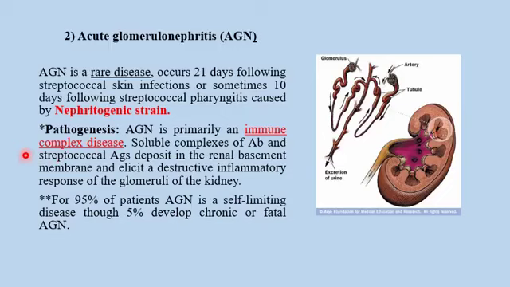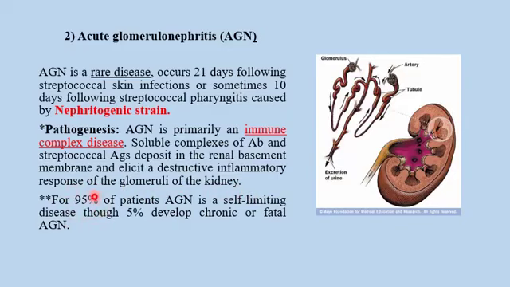What happens in this immune complex disease؟ بيحصل soluble complexes of the antibody and the streptococcal antigens. بيحصل a complex between the antibodies produced by the body against the streptococcal antigens. Okay, they combine together forming a soluble complex. This soluble complex moves in the blood and deposits. يبقى تحول بقى من soluble to insoluble. هيحصل له deposition. Where? In the renal basement membrane, in the kidneys, and elicits a destructive inflammatory response of the glomeruli of the kidney. هيعمل inflammation في الكلى.